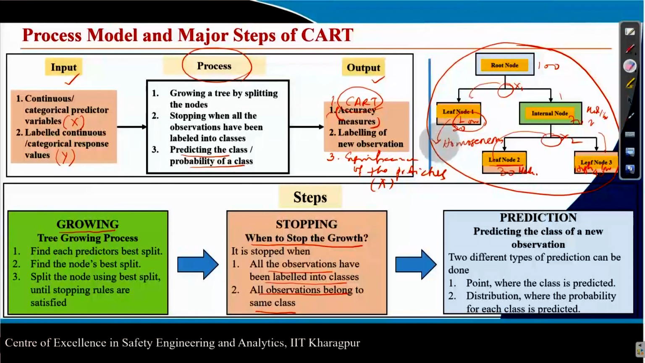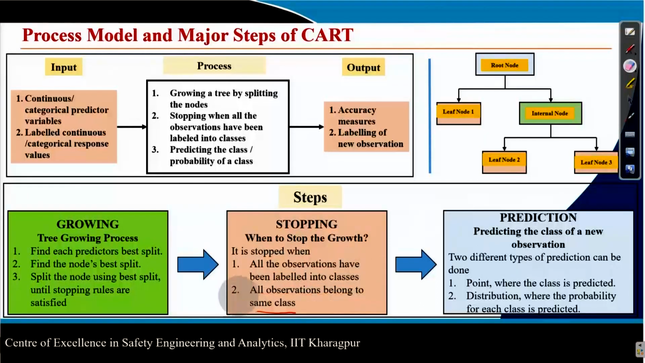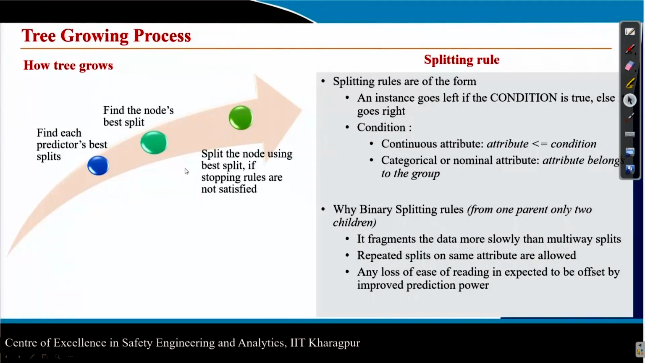So I hope you got the idea of how CART is developed, what the process model is, and what the three steps are. The major steps are growing and stopping, and obviously in between you will be using certain measures for tree growth. Those things we will discuss. Now I will start with the first one, how the tree grows.